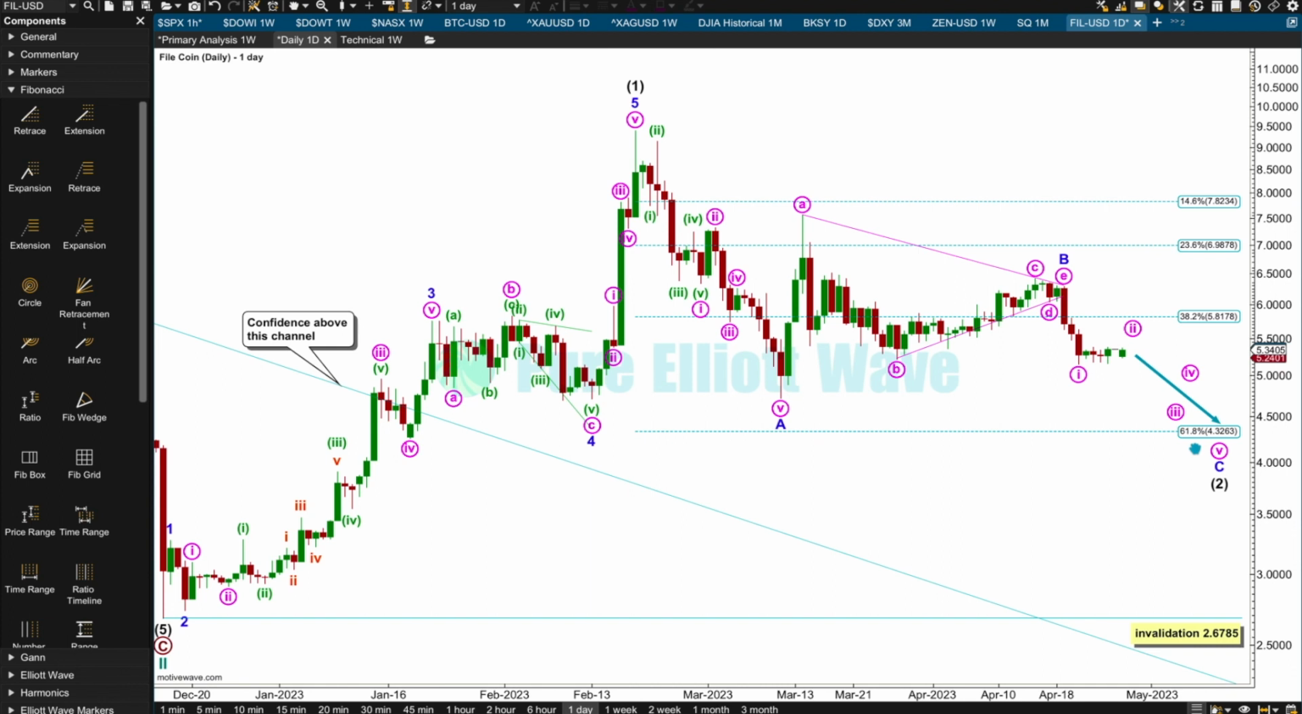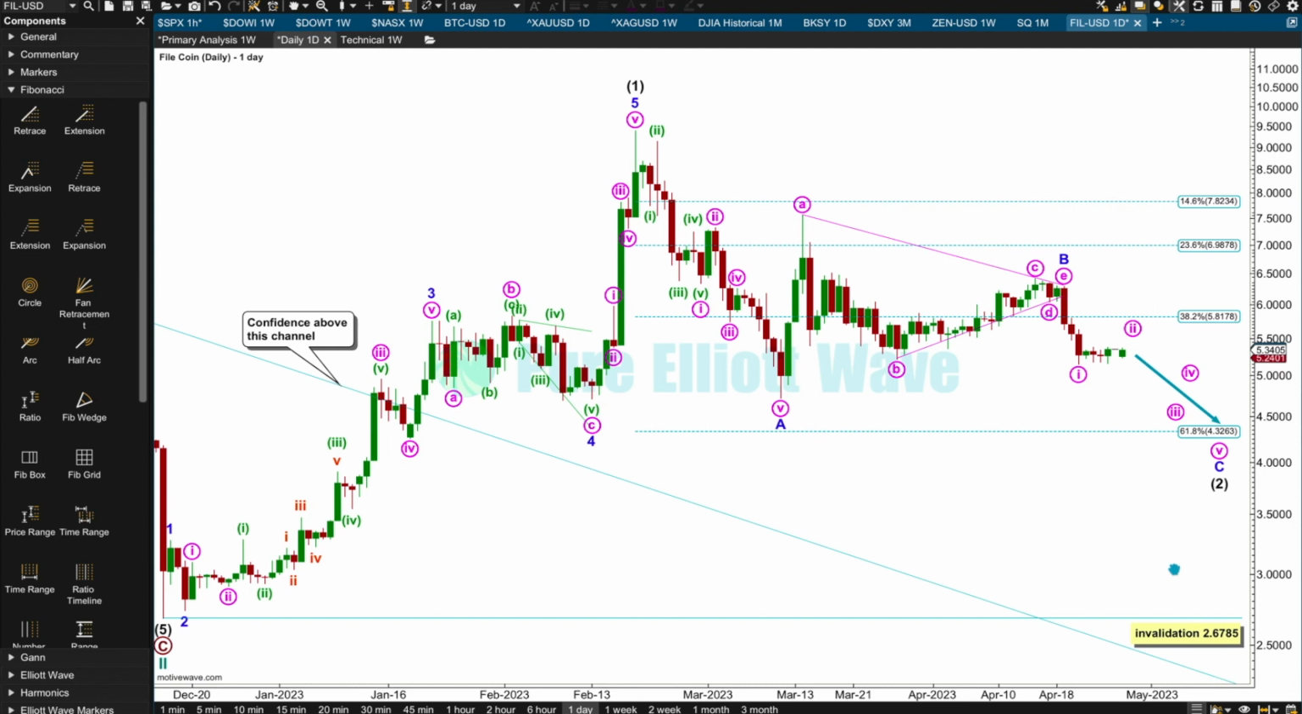Second wave corrections early on in a new trend, for pretty much every cryptocurrency chart I've ever looked at, do tend to be really, really deep. Intermediate 2 may not move beyond the start of 1, below 2.6785. That's my invalidation point.